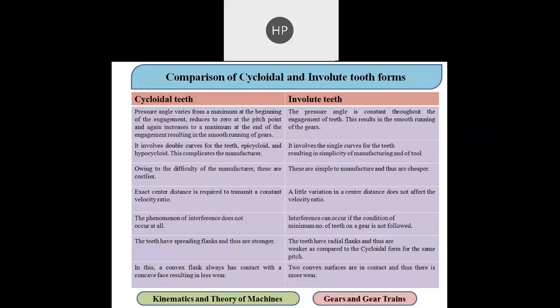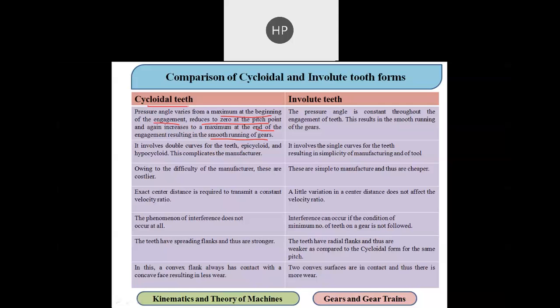So in that cycloidal tooth, the pressure angle varies from a maximum at the beginning of the engagement and reduces to 0 at the pitch point, and again it will increase and reach maximum at the end of the engagement and result in a smooth running of gear. Okay, this is for cycloidal teeth.